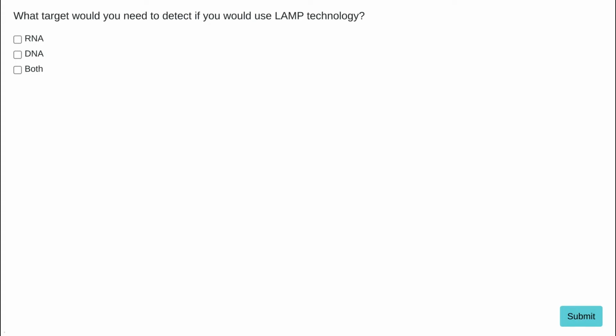So this is the first of our 3 poll questions. What target would you need to detect if you would use LAMP technology? RNA, DNA, or both? I will give you some time to make your selection. Again, the poll question is, what target would you need to detect if you would use LAMP technology? RNA, DNA, or both?